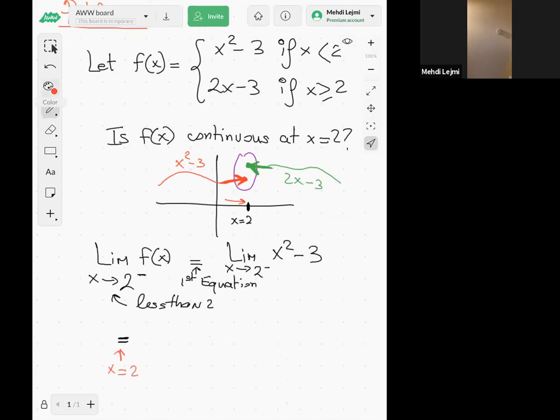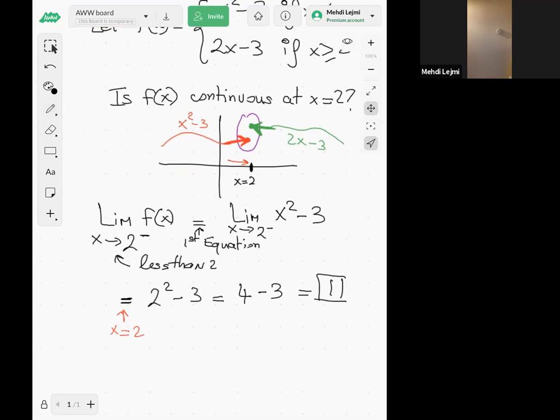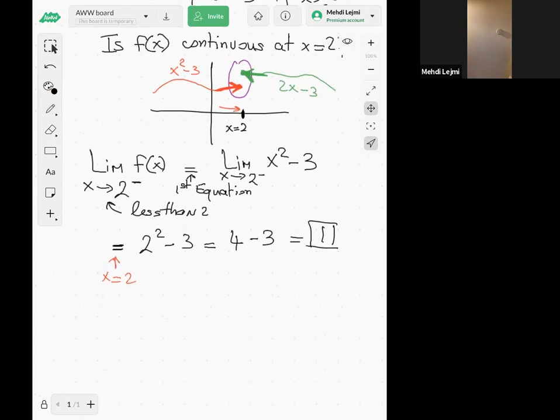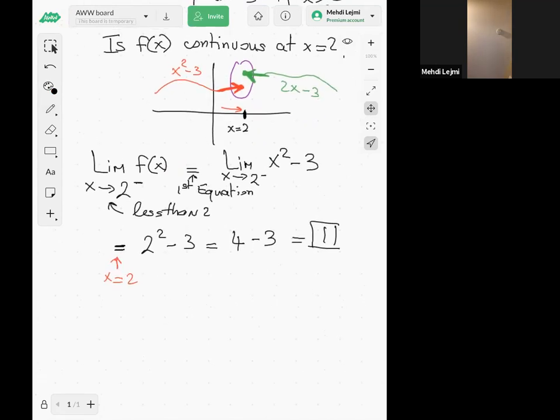So that would be 2 squared minus t. So that's 4 minus t. And that would be equal to 1, of course. Okay, so this is the limit of f of x, x approaching 2 from the left. Now, what will be the limit of f of x when x approaches 2 from the right? So if your x approaches 2 from the right, it means that x is larger than 2.